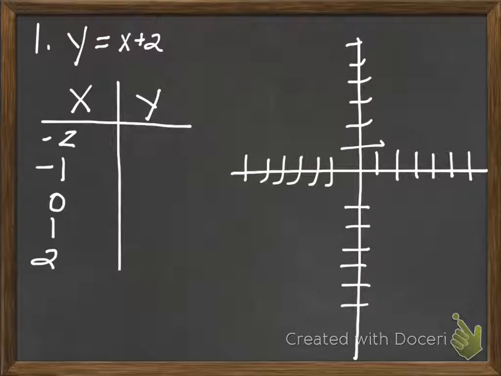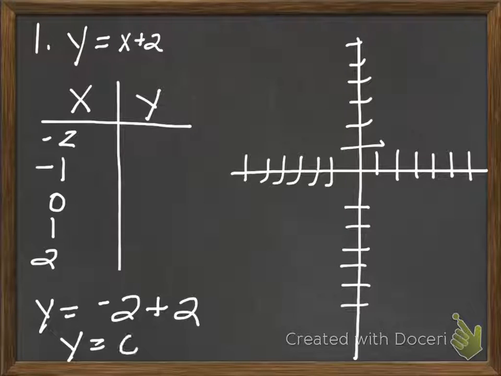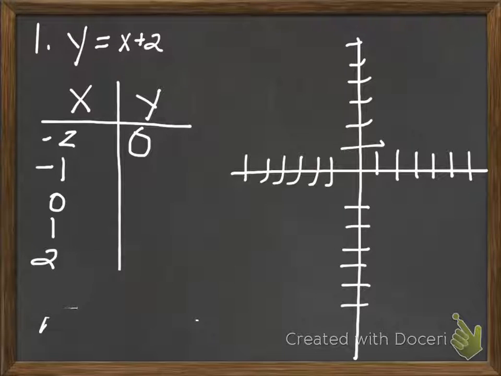I have y equals x plus 2, and instead of writing x, I'm going to rewrite the equation to say y equals negative 2 plus 2. So I know when my x is negative 2, negative 2 plus 2 is 0. So then my y is going to equal 0. I'm going to put that in my table.